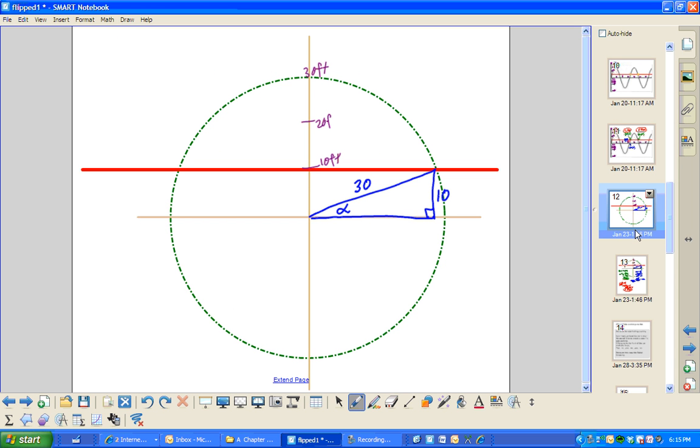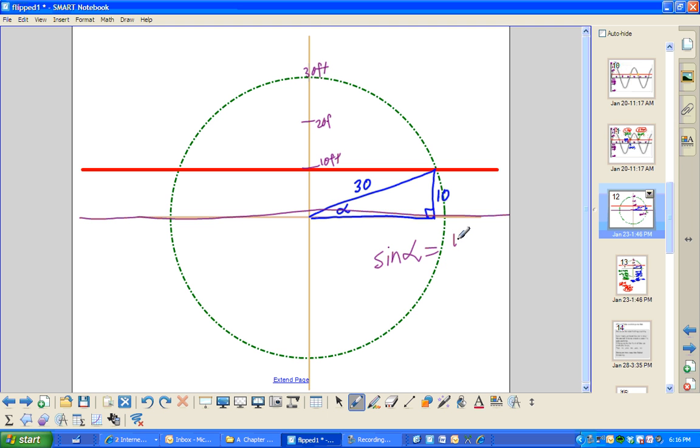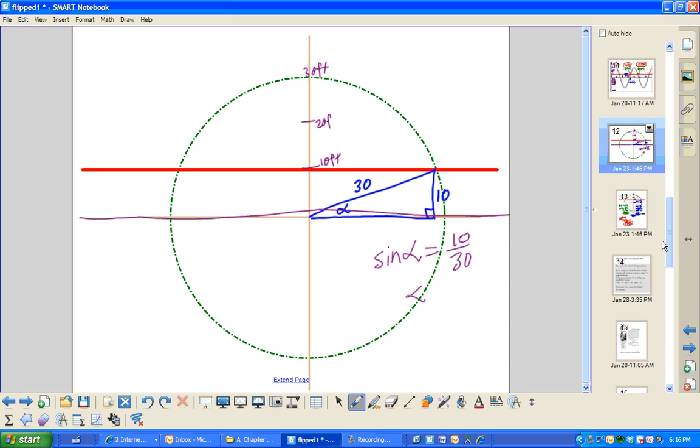You can actually solve this using the circle as well. Now notice I have my triangle. Here's at 10 feet. Here's the midline at 0. So we're at 0 and up 10 feet, and similar to the fence problem, I've got 10 and I know my hypotenuse is 30, my radius is 30. So all I need to do is take sine of that angle is equal to 10 over 30, and then find that angle. That'll give me some information that I can use. I'll show you in the next slide.